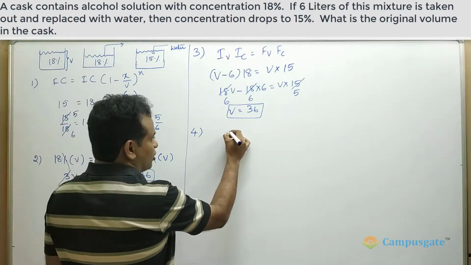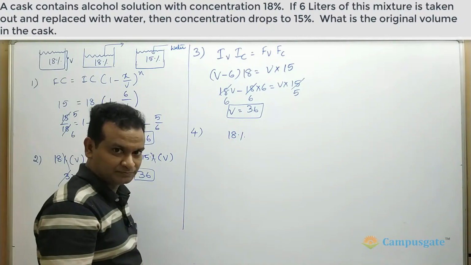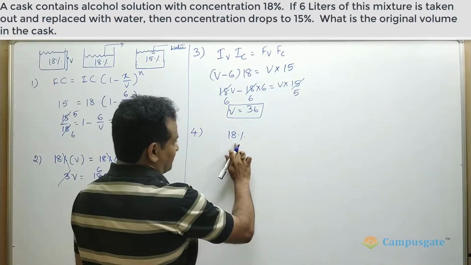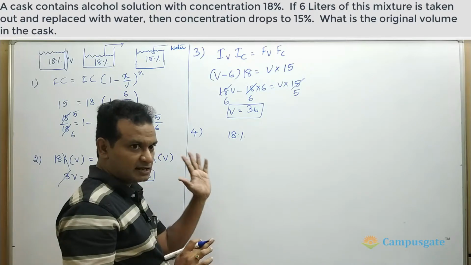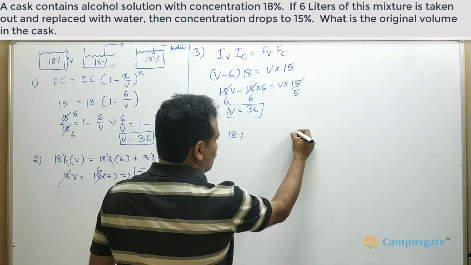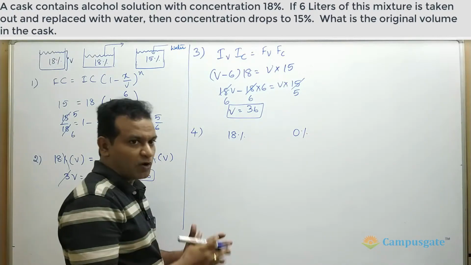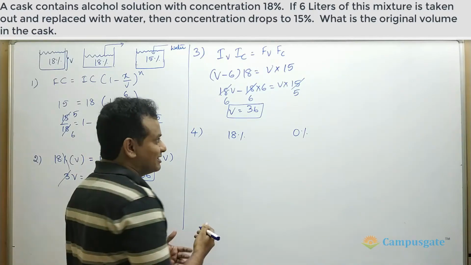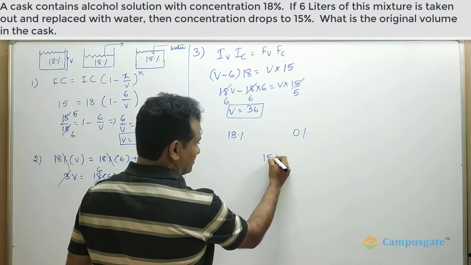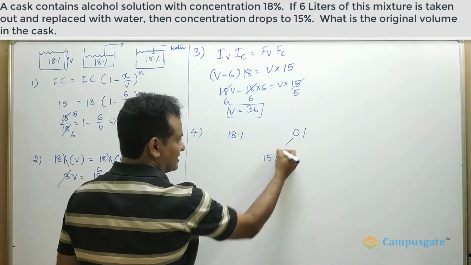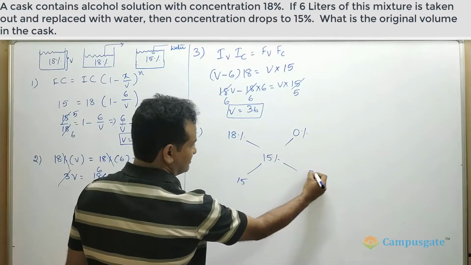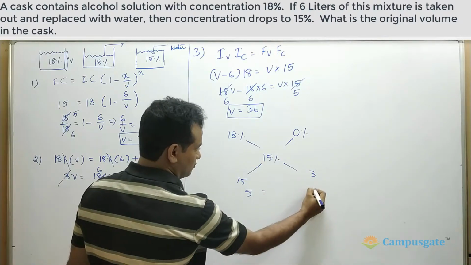So initially the concentration is 18%. After the removal of the 6 liters, always remember, the concentration is still at 18%. Now we are adding pure water to it. What is pure water concentration? 0%. There is no alcohol in it. Now the concentration became how much? 15%. So let us apply the allegation rule. So this is 15, this is 3, 5 is to 1.